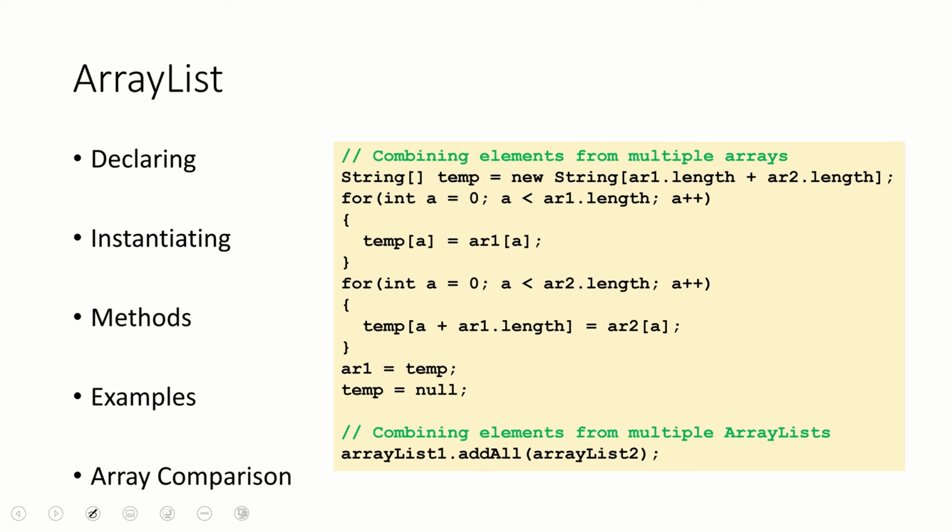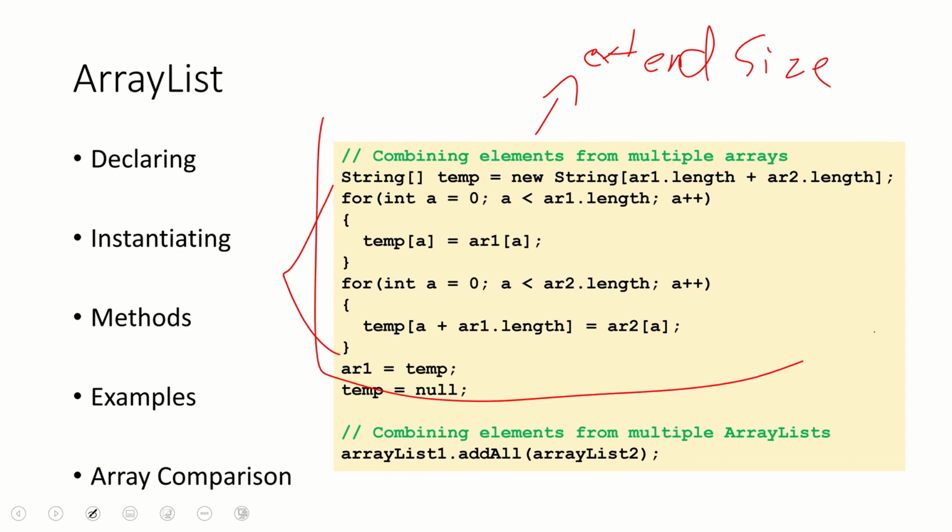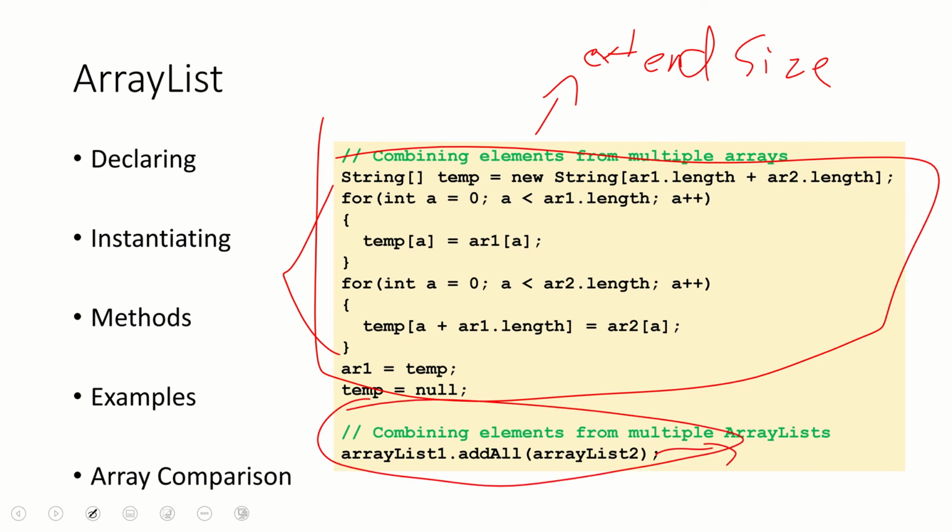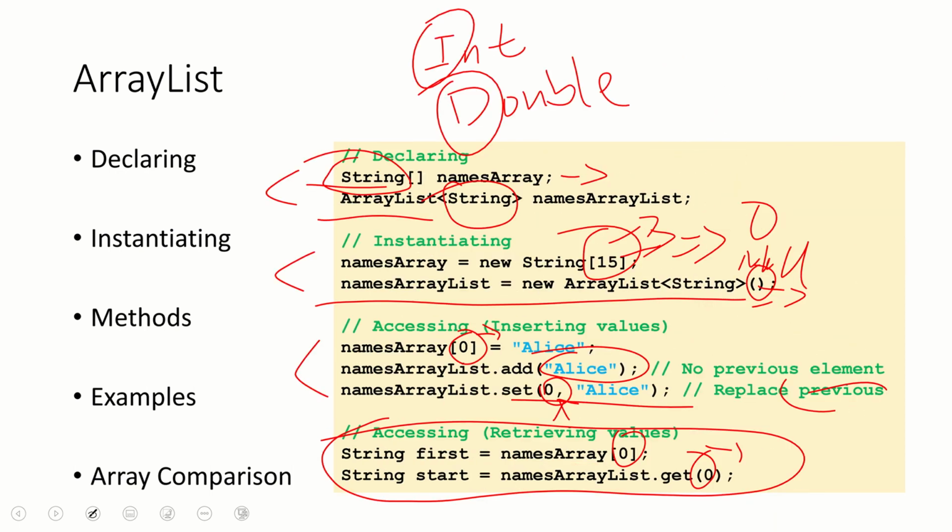If you want to combine different arrays, it is very different. For the array, it's the idea we talked about: we're trying to extend the size of the array, and we do this step. But for the array list, we only use one line to combine two different arrays. So if we compare these things, I think array list is much easier and more powerful than array.